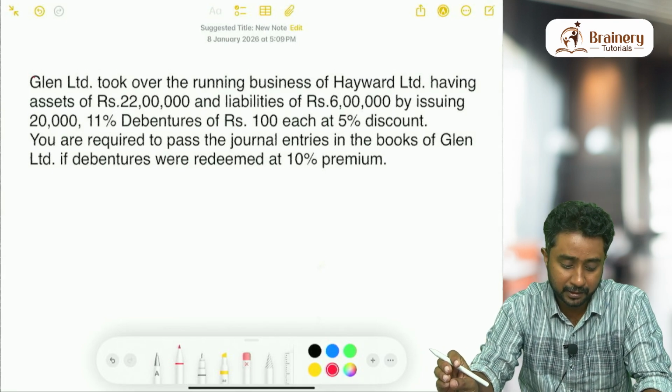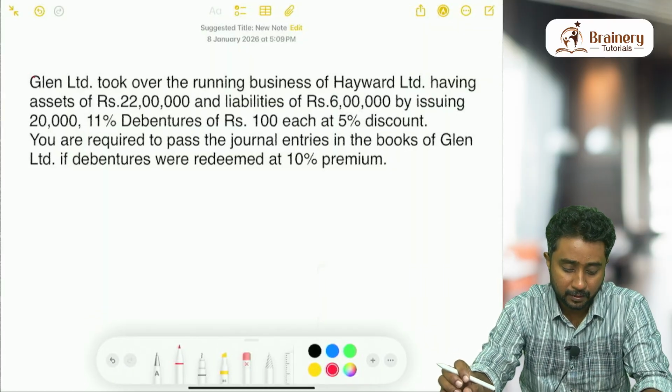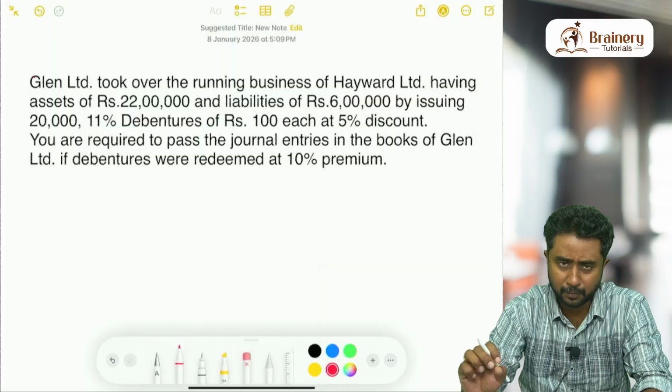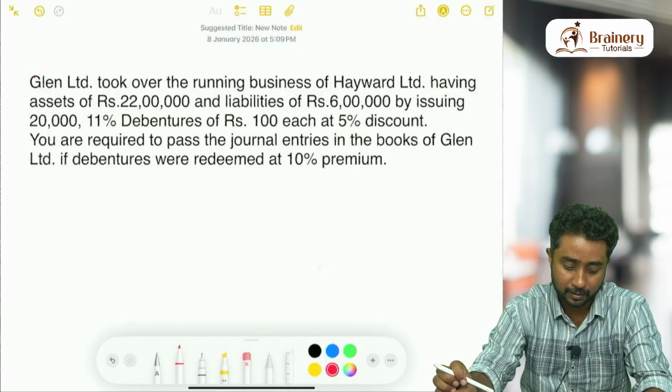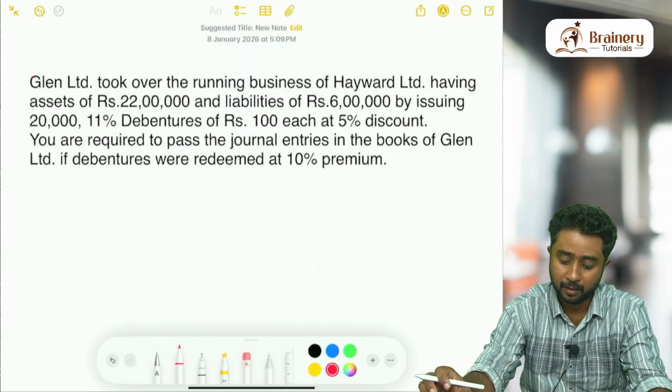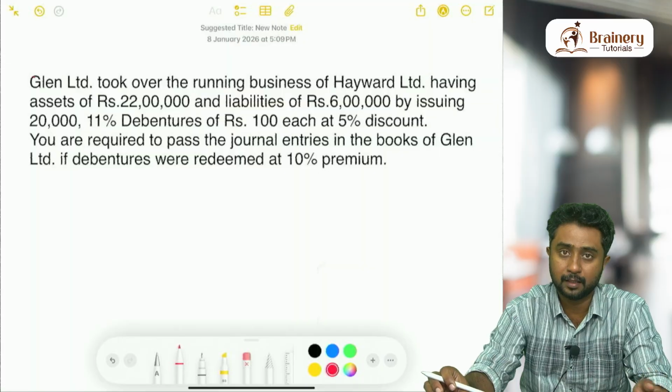For today's discussion, I have taken a question from the case called issue of debentures for consideration other than cash. As you can see on the screen, it's a very small question. Adjustment wise, it is a lot that we have to do inside this question. That means it's a combination question where they are also talking about the redeemable cases of the debentures.